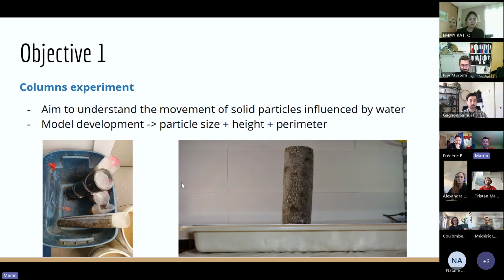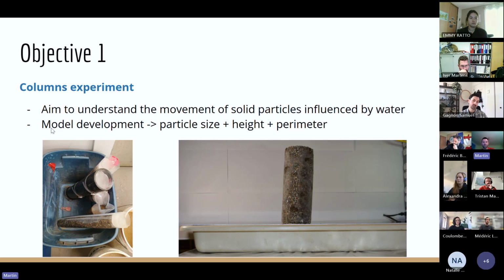So we had a lot of objectives and tasks during my internship. The first one was to understand how the solid particles behave during the thawing process. And based on this movement of particles, we were trying to create a model, which was later used for the permafrost.